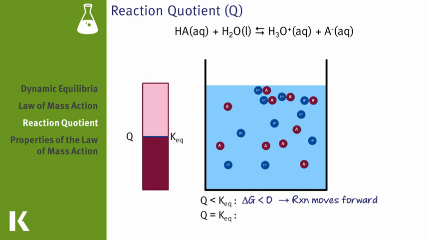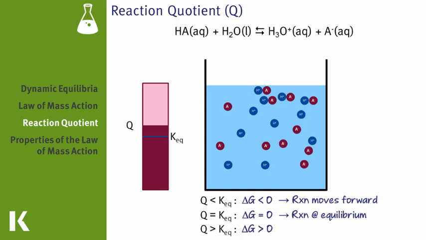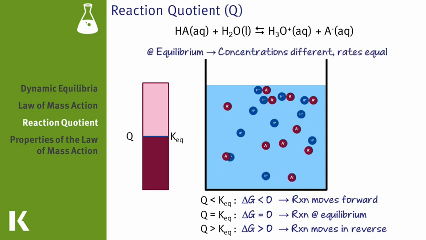Now the reaction quotient is equal to the equilibrium constant. Delta G is 0, and the reaction is at equilibrium. Say we then add even more acid to the solution. Now the reaction quotient is greater than the equilibrium constant, and the change in Gibbs free energy is positive. The reaction then proceeds in the reverse direction and forms reactants. When the reaction reaches equilibrium again, the concentrations are different from before since we have added more acid to the solution, but the forward and the reverse reaction rates are still equal, and products are forming at the same rate as they are breaking down to form reactants.